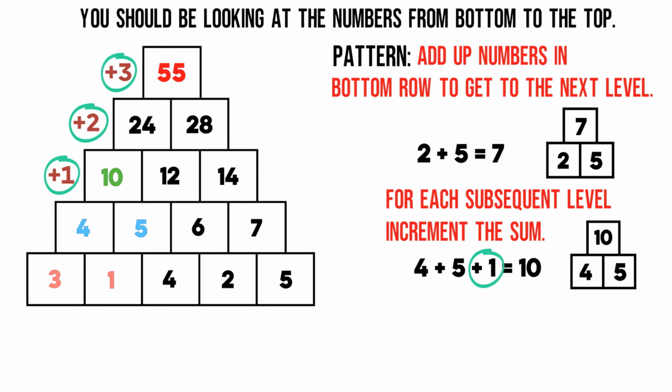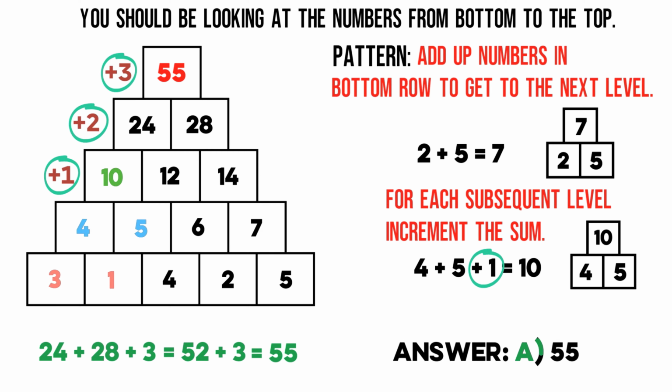So the answer is calculated by adding up 24 plus 28 plus 3, which is equal to 52 plus 3, and would be equal to 55. The correct answer here is choice A, 55. Hopefully you've nailed this question and now know how to answer similar problems on the test.